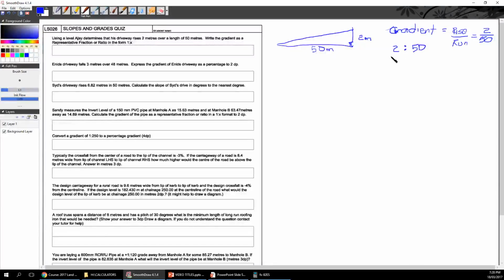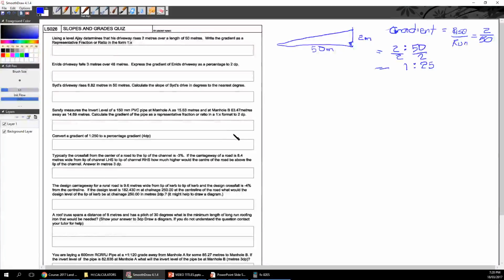Now, 2 to 50, we usually like to have it in 1, so let's divide through both sides by 2. The ratio sign is sort of like an equal sign, and that gives us, so it's still the gradient, equals 1 to 25. And that's the answer.